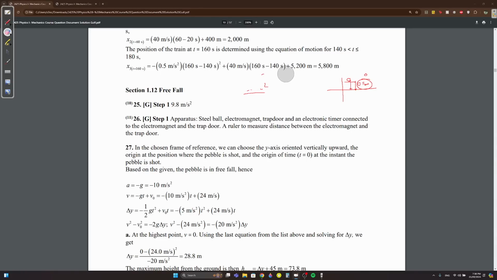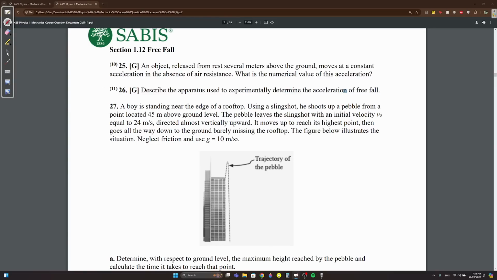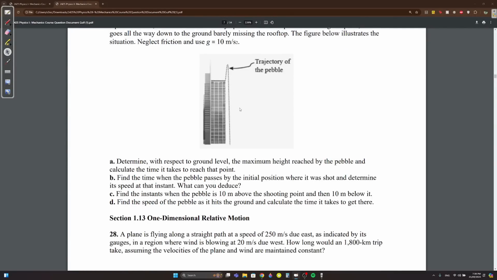You're not responsible for this, but what are you responsible for? Just memorize that you need a ball, an electromagnet that triggers the trapdoor, the timer that's connected, and the ruler. Okay, I like question 20. This is a heavy question.